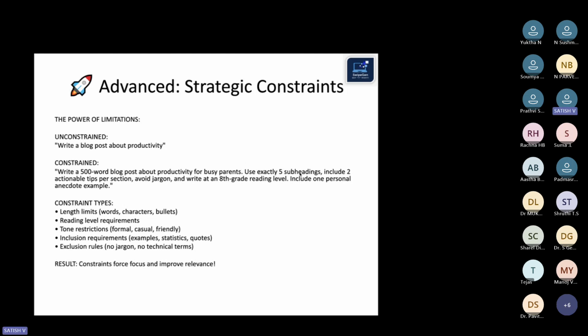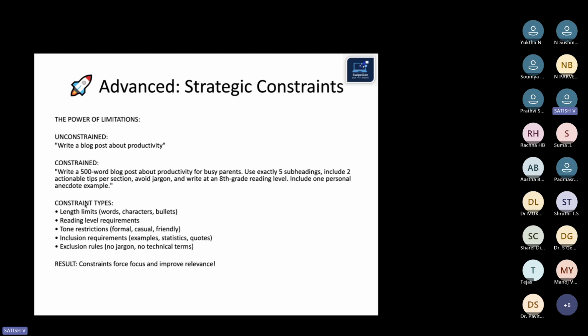You're putting a few more constraints here. Use exactly 5 subheadings, not more than that. Also include 2 actionable tips per section. Then avoid jargon and write at an 8th grade reading level. You're telling it what the tone should be. By saying 8th grade reading level, your AI will understand that the information it gives you should be in such a manner that even 8th grade students can understand this blog post.